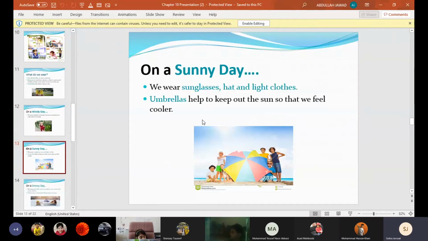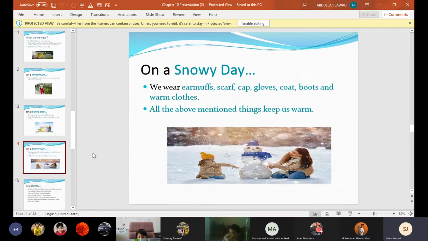On a sunny day, we wear sunglasses, a hat and light clothes. On a snowy day, we wear earmuffs, caps, gloves, everything. All the above, we use them.